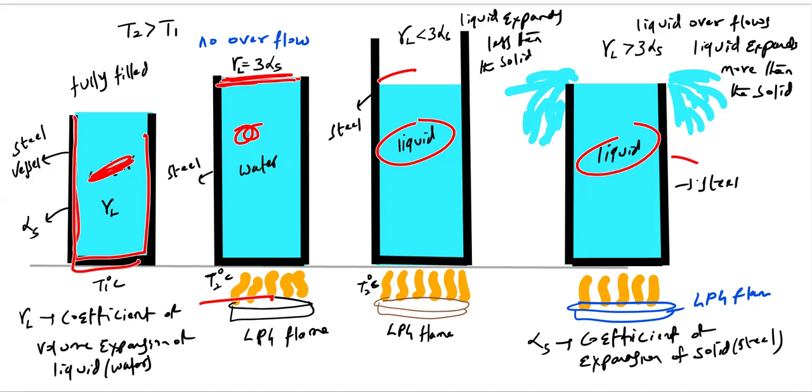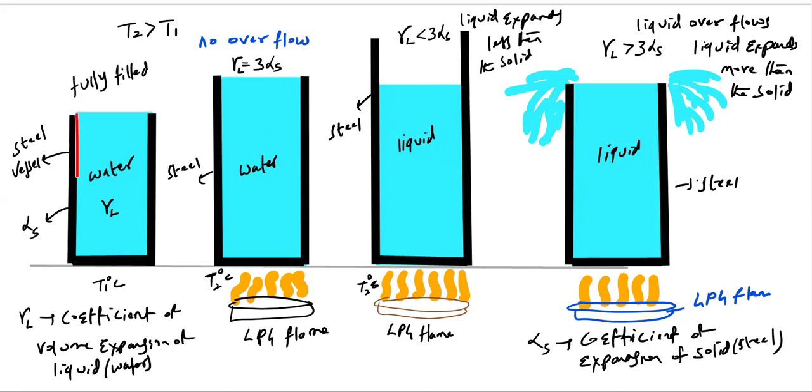Initially, the liquid is fully filled up in a solid vessel. We will raise the temperature. If the liquid doesn't reach the brim, the edge of the solid, definitely what will happen? The solid expands more than the liquid, or the liquid expands less than the solid.